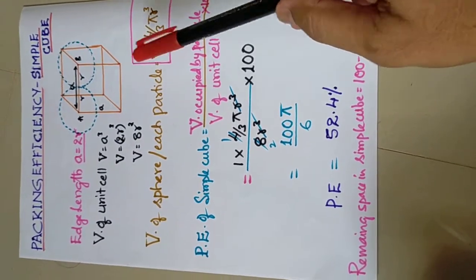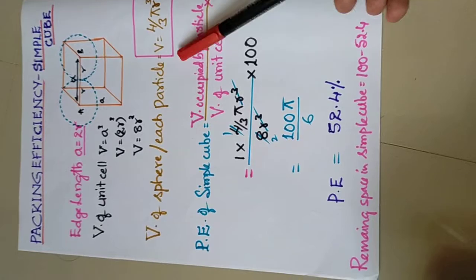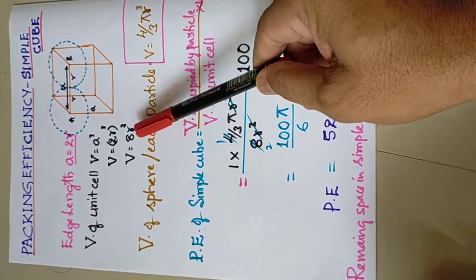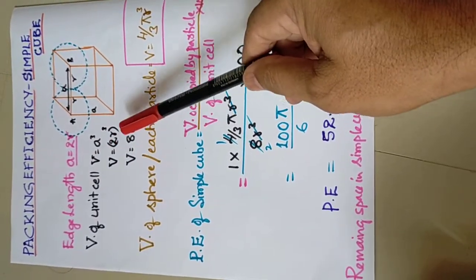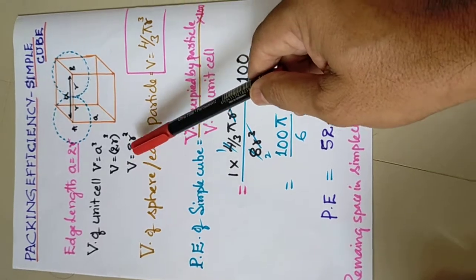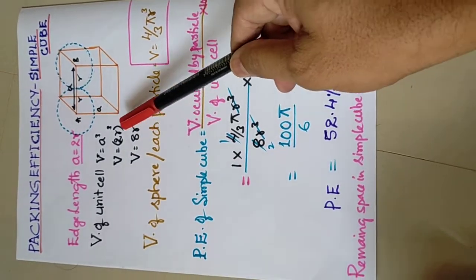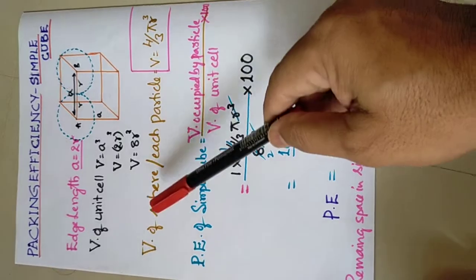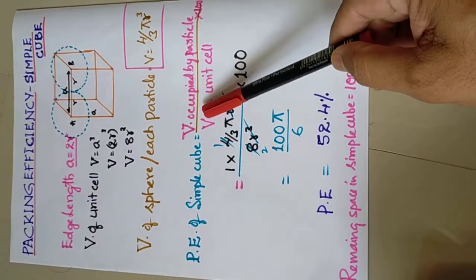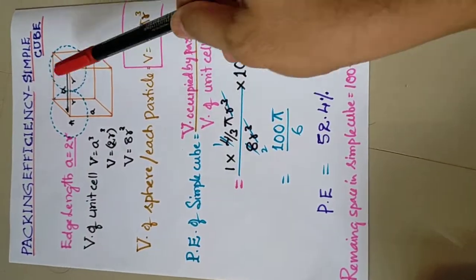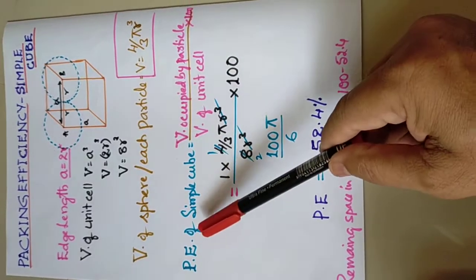I think you are following the two steps you have to follow: edge length and then getting the a value, and then V is equal to 8r cube. That 8r cube will come in the denominator part. Next, the volume of the sphere is the numerator part, and here we have to put Z. For simple cube, Z is 1. So come to that one.